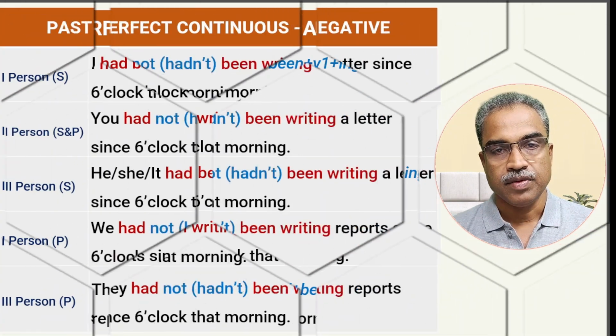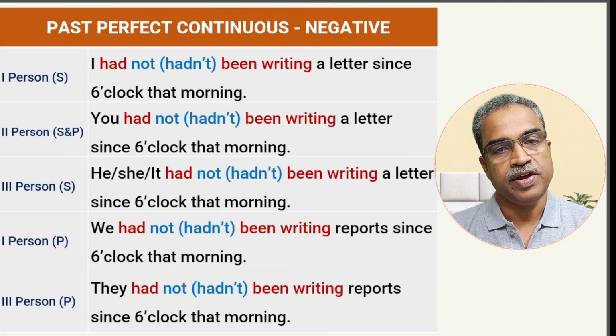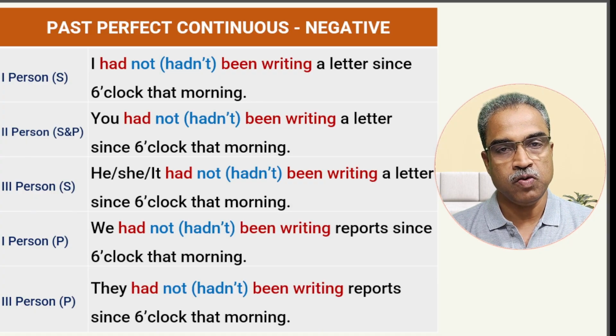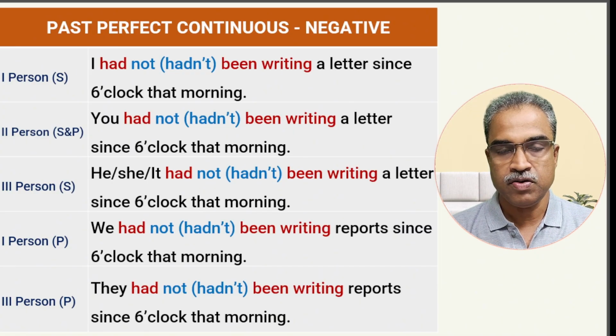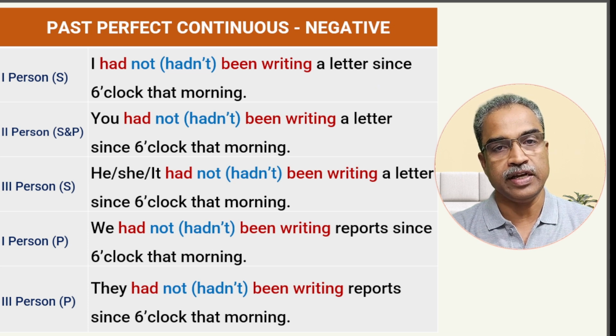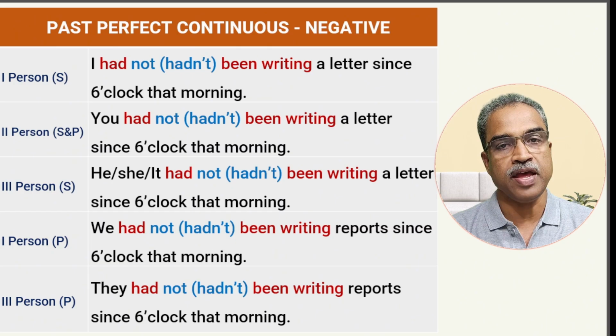Well, the negative part is, as always, we have to put that negative word, which is normally the word not, immediately after the first auxiliary verb. Here, the first auxiliary verb is had. So we need to place that not immediately after had. So I had been writing a letter will change into I had not been writing a letter. Don't say I had been not writing. That is a mistake we make.